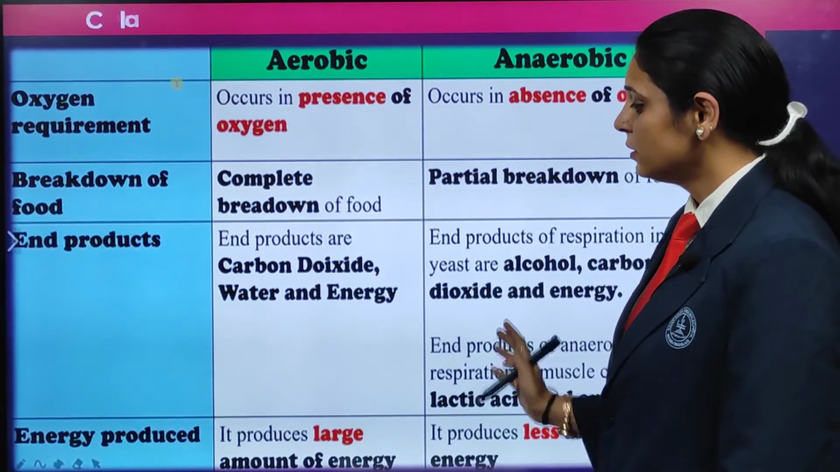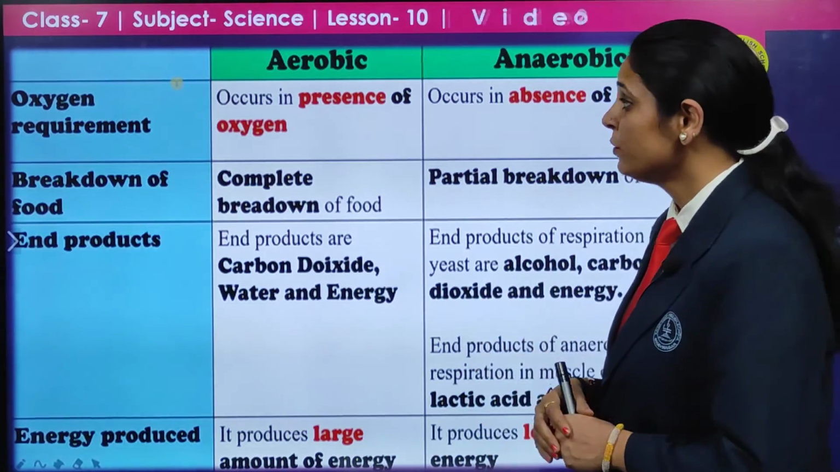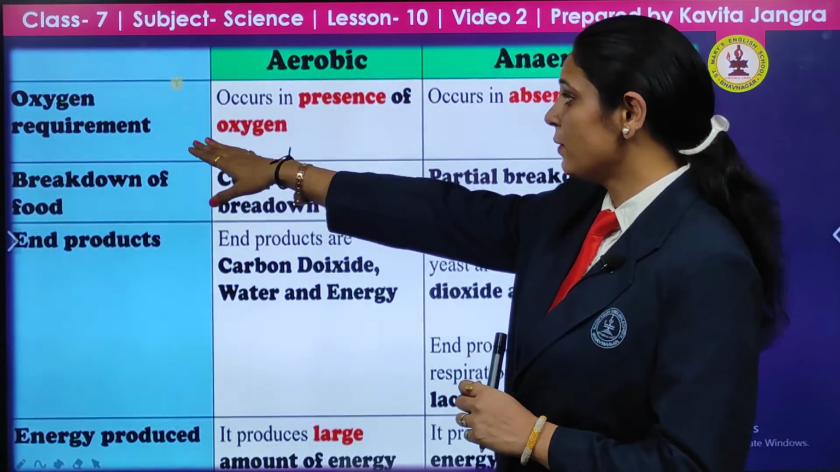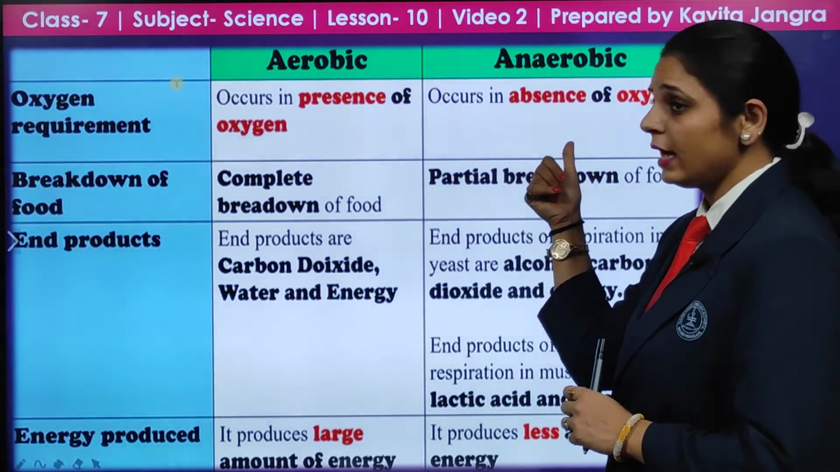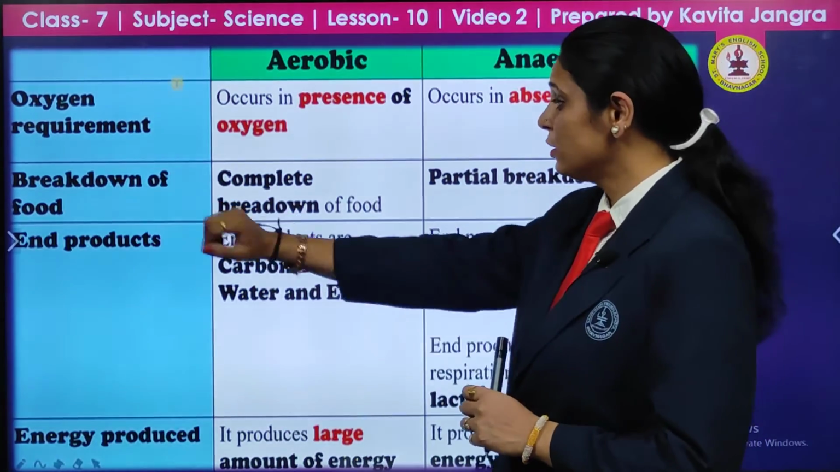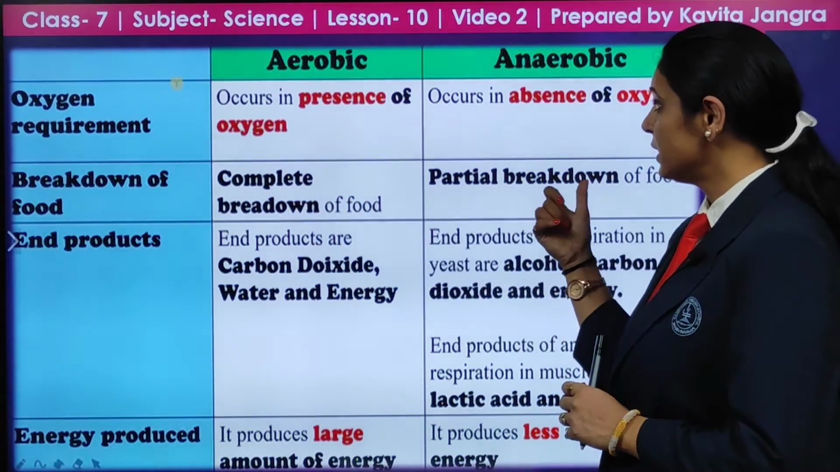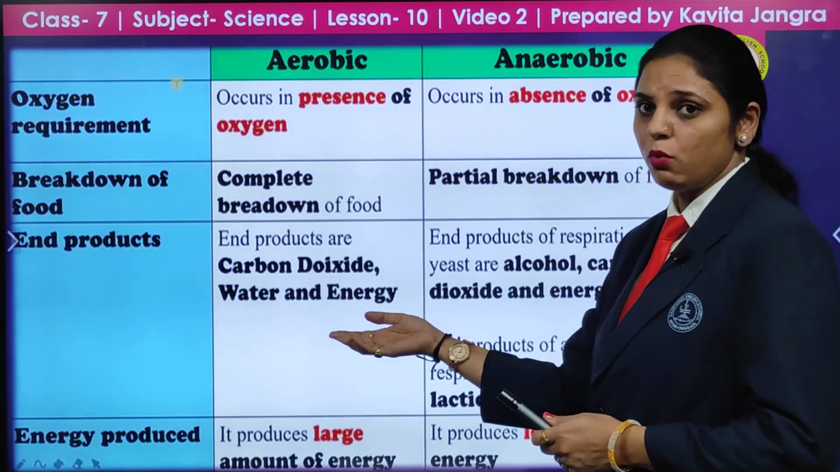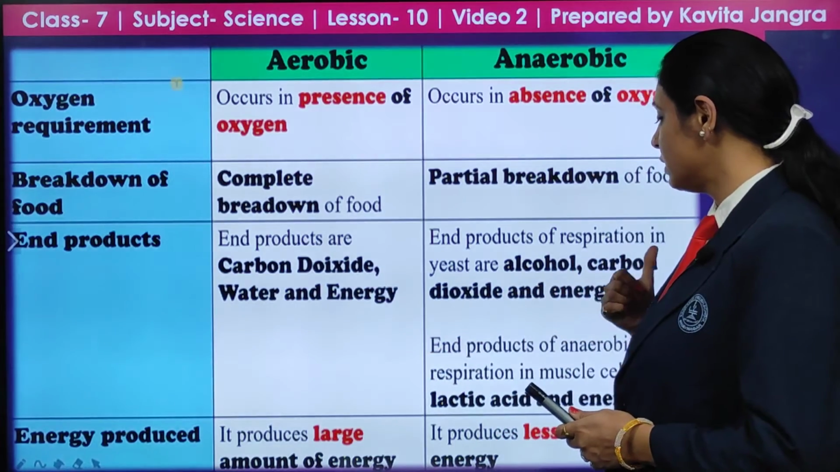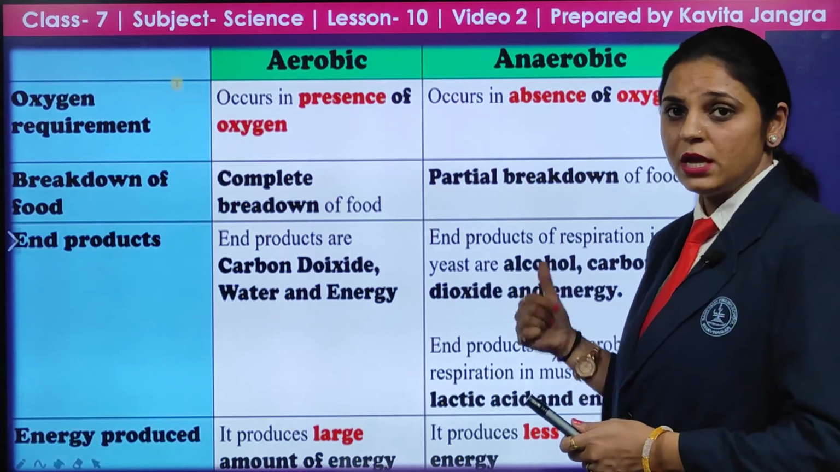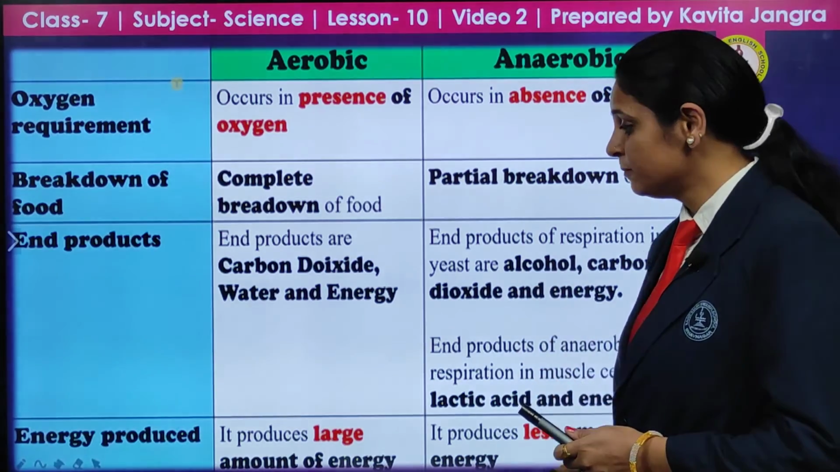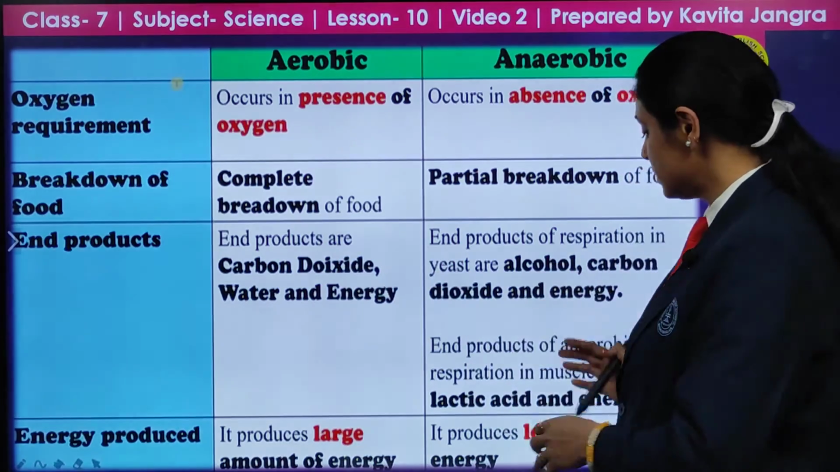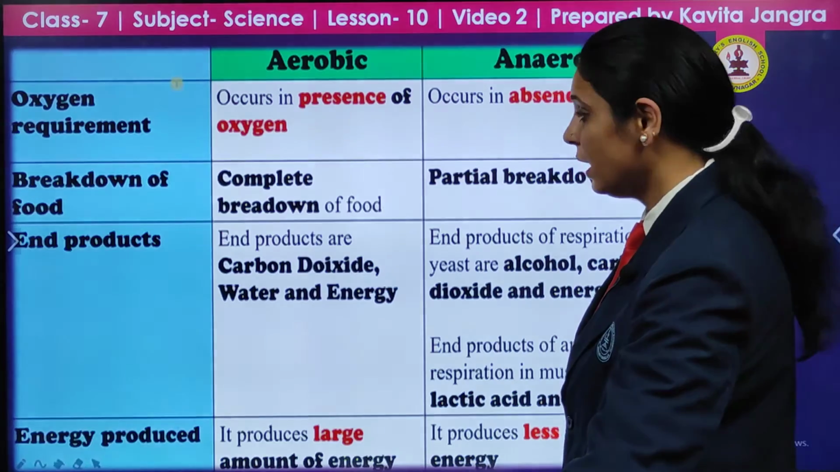Again, this is a flow chart in tabular form that helps you to recall the differences. In aerobic respiration, oxygen is present, and in anaerobic, there is an absence of oxygen. The breakdown of food is complete in aerobic, but in anaerobic it is a partial breakdown. The end products are carbon dioxide, water and energy, but in anaerobic, alcohol, carbon dioxide and energy in the case of yeast, and lactic acid and energy in the case of muscles. A large amount of energy is produced in aerobic, but a less amount of energy is produced in anaerobic respiration.